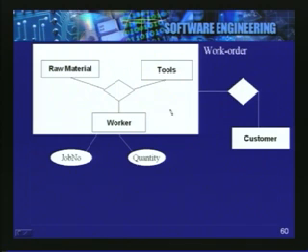Now, this work order is related to customer through a binary relationship. So, in this example we are showing an aggregate entity like this, which can further participate in additional relationships and which has its own attributes.